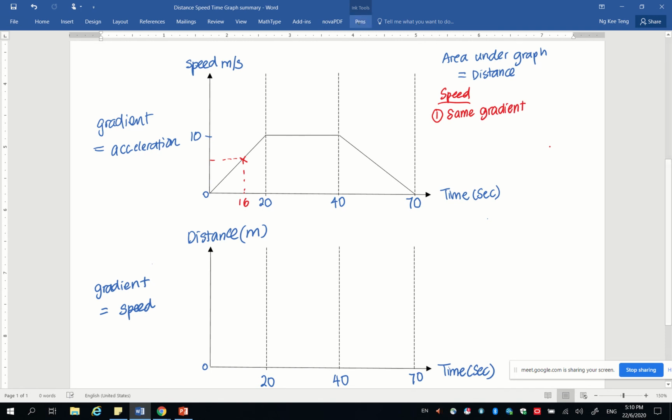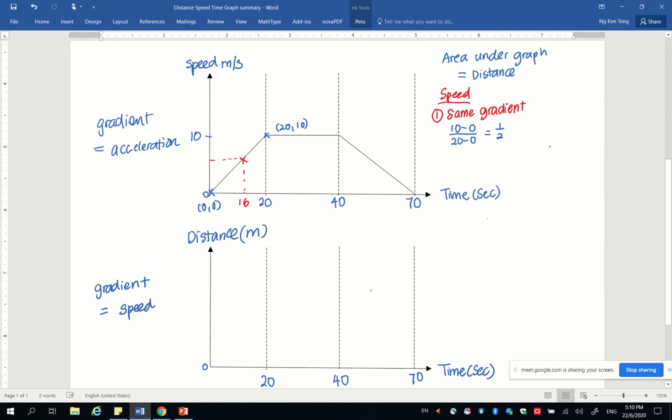What do you mean by share the same gradient? This point over here is the point (0, 0). This point over here is (20, 10). What can I find from this line? I can find the gradient, correct? So the gradient will be the change in the height, 10 minus 0, divide by the change in the base, 20 minus 0. That gives you the gradient to be half.